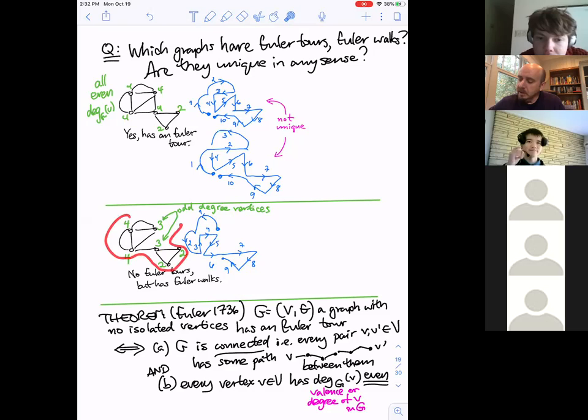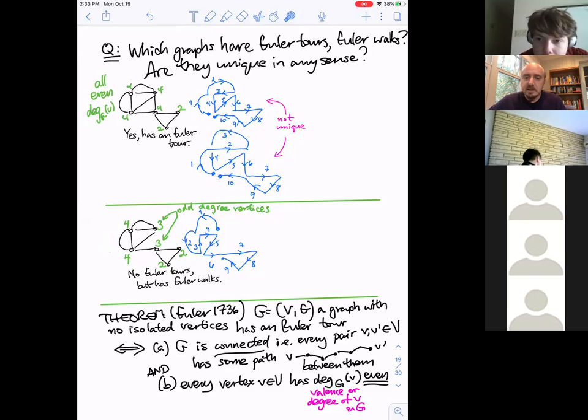This one has no Euler tours, but it does have an Euler walk, where you start somewhere, you go along edges, and you go vertex to vertex along edges. You don't start and end at the same place, but you do use every edge once. That's called an Euler walk.